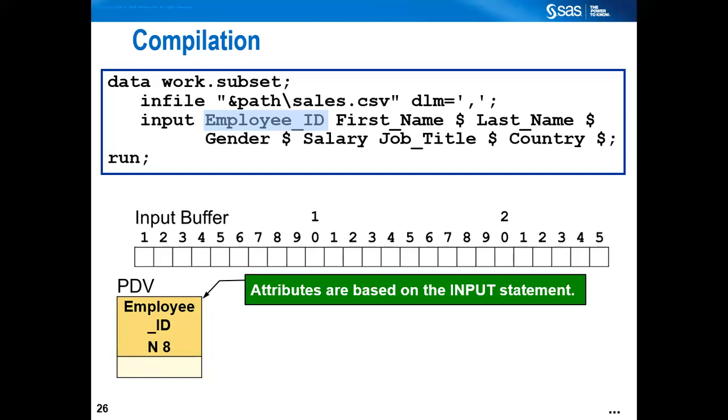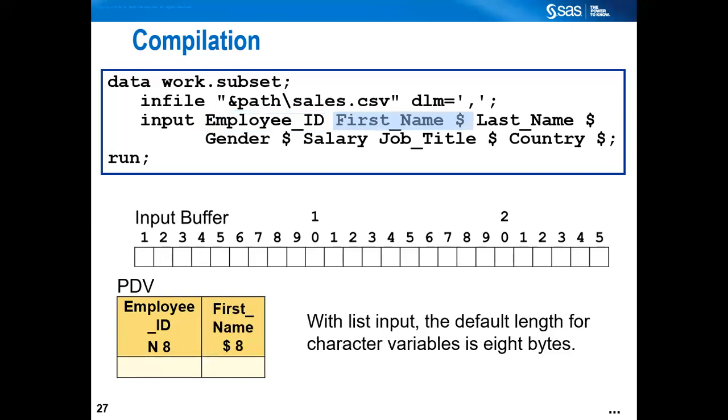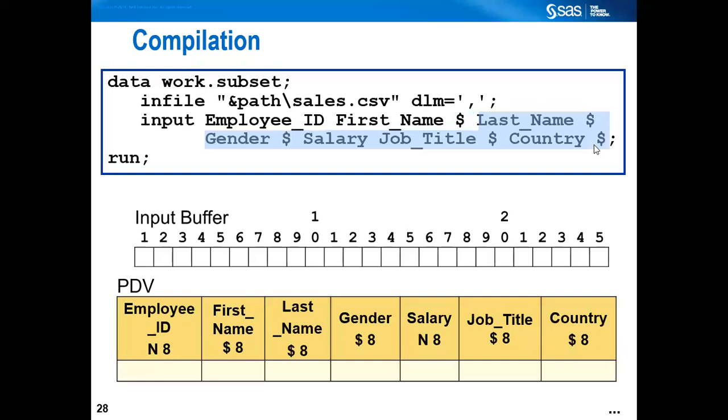When it reads the next instruction, it will create another column in the PDV, which is first name. Because of the dollar sign, it indicates it is character, with a length of 8 bytes. Moving ahead, there are more instructions, so more columns are created in the PDV. For salary, because there is no dollar sign, it is taken as numeric by default. Of course, for every column, the default length in the PDV is 8 bytes.